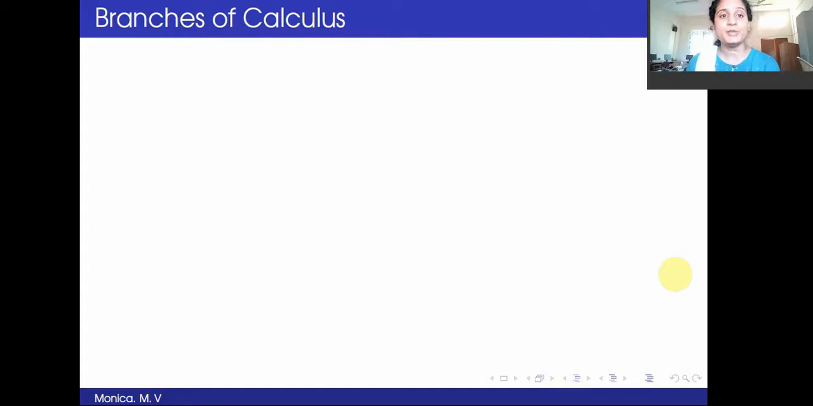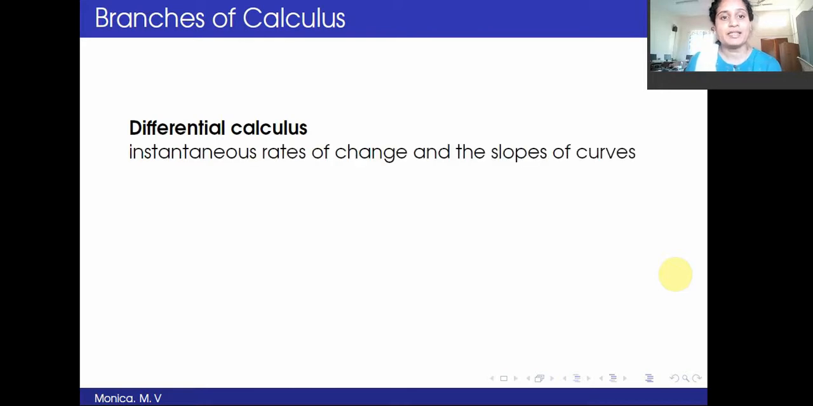There are mainly two branches of calculus. The first branch is called the differential calculus, which we'll be doing now. Differential calculus deals with the instantaneous rate of change and the slopes of curves. It mainly deals with differentiation. Keeping differentiation in mind, we will see what happens to the change in quantities.